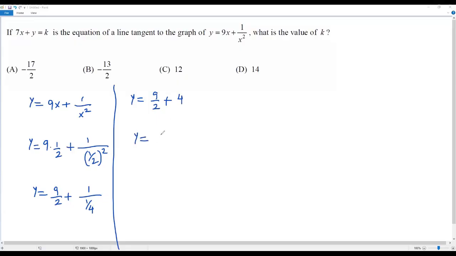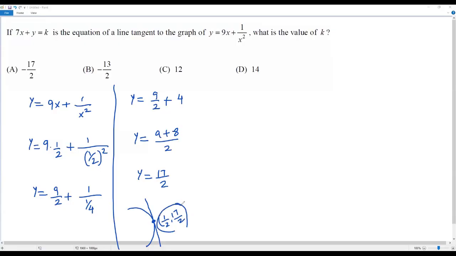Then we get y equals, now to add this fraction and integer, we have to multiply this integer 4 by the denominator of the fraction. Once I'm done with the multiplication, I can take this 2 as a common denominator. That is, I multiplied this 4 by 2. Now I took this 2 as a common denominator. Then I got y equals 17 over 2. Okay, now I got the point of tangency. That is the point where the curve and the tangent line touch each other. So here we already got the x coordinate 1 over 2. Now I got the y coordinate 17 over 2.